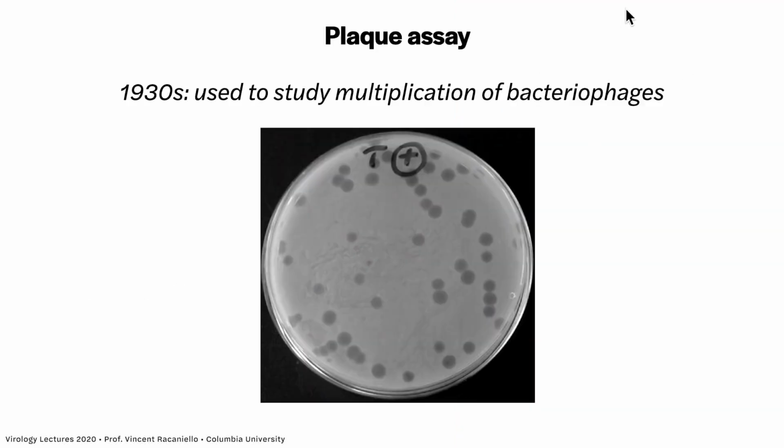Well, the plaque assay is a very old method for measuring viral infectivity. It was originally used in the 1930s to study bacteriophages. And here we have a lawn of bacteria on a petri dish. And these clearings are plaques caused by the bacteriophages which have killed and lysed the bacteria. So the killing of the bacteria makes a clearing on the monolayer, which you can see, and you can count it, and you can quantify the number of infectious virus particles.